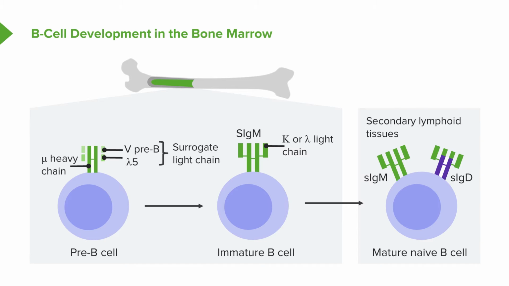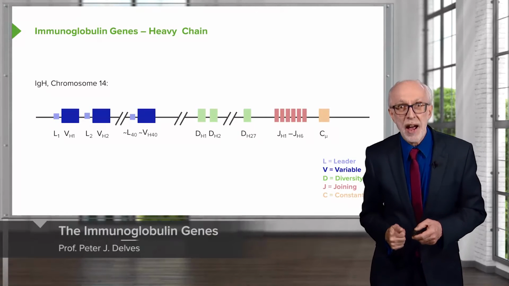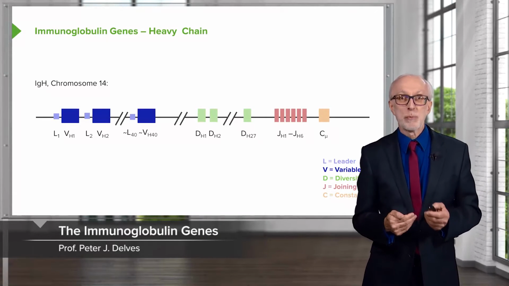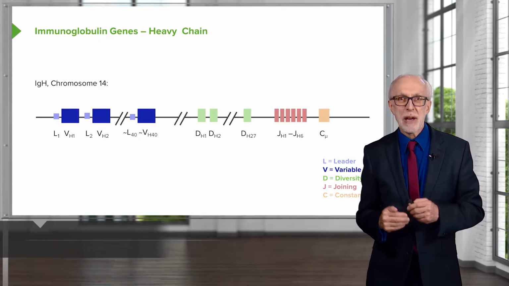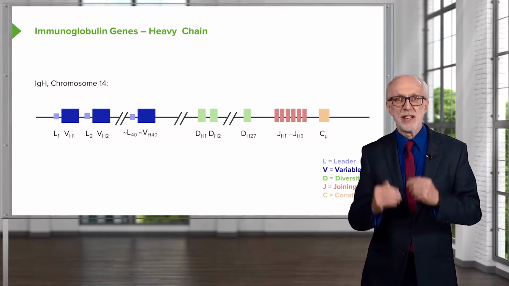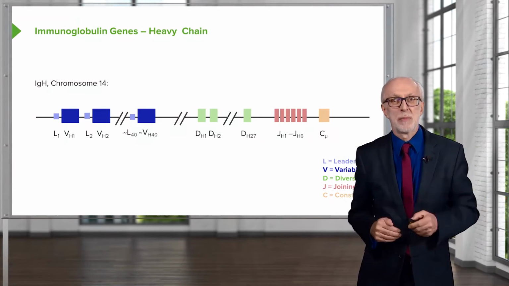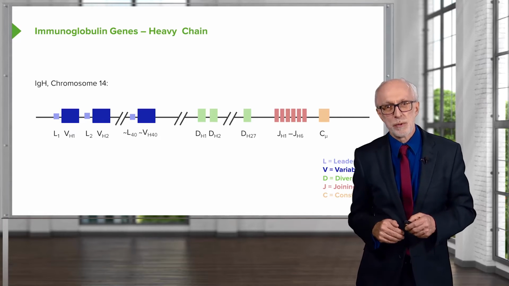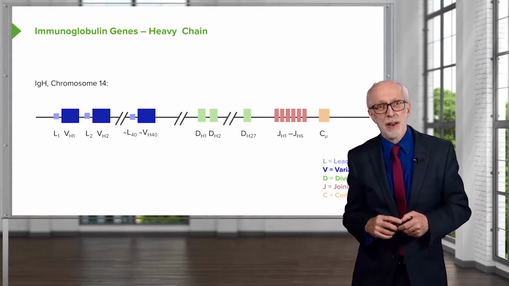And these cells have left the bone marrow and traveled to the secondary lymphoid tissue. They sit in wait in the secondary lymphoid tissue in case their particular antigen, the antigen they recognize, comes along. We heard a few seconds ago how from a relatively small number of genes, you can make millions and millions of different antibody molecules and millions of different T cell receptor molecules. So let's have a look at how that works.